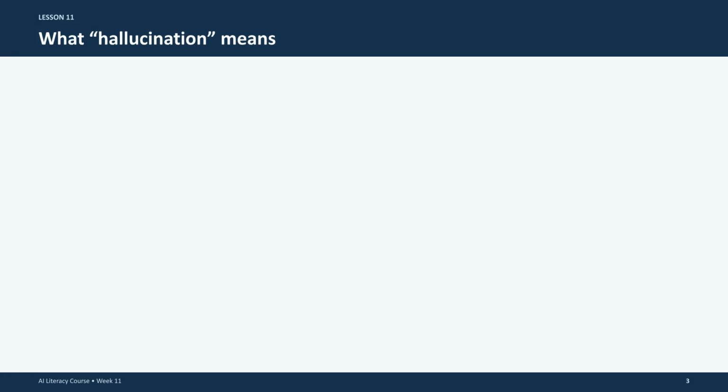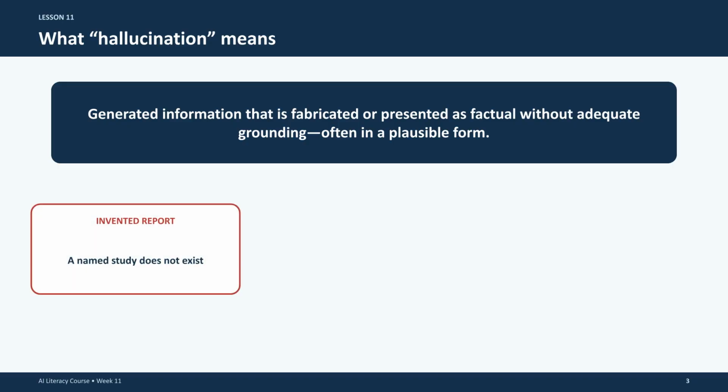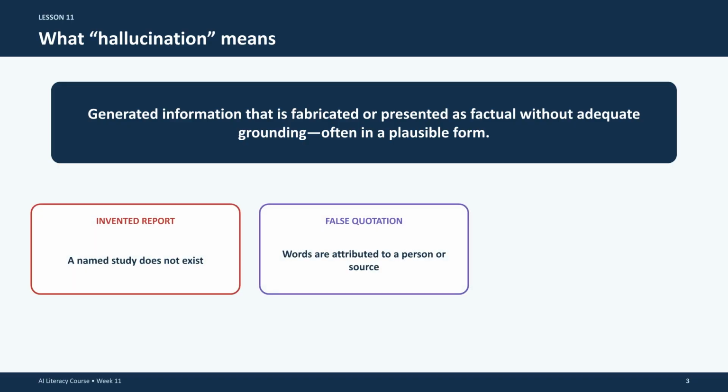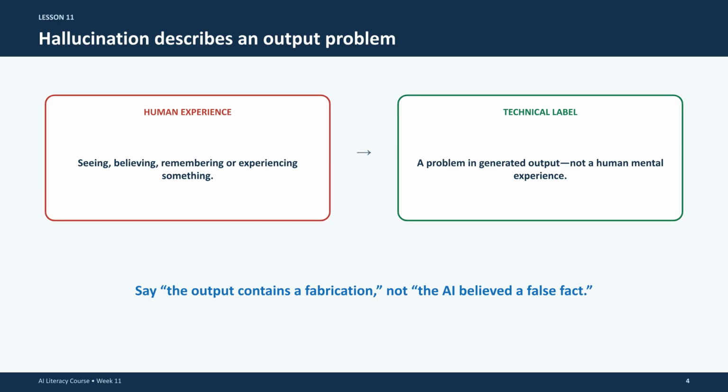An AI hallucination is generated information that is fabricated or presented as factual without proper grounding. This can manifest as an invented report, a false quotation, or even a link that appears precise but actually leads nowhere. When we use the term hallucination, we are referring to an output problem, not a human-like mental experience. The AI isn't believing anything.